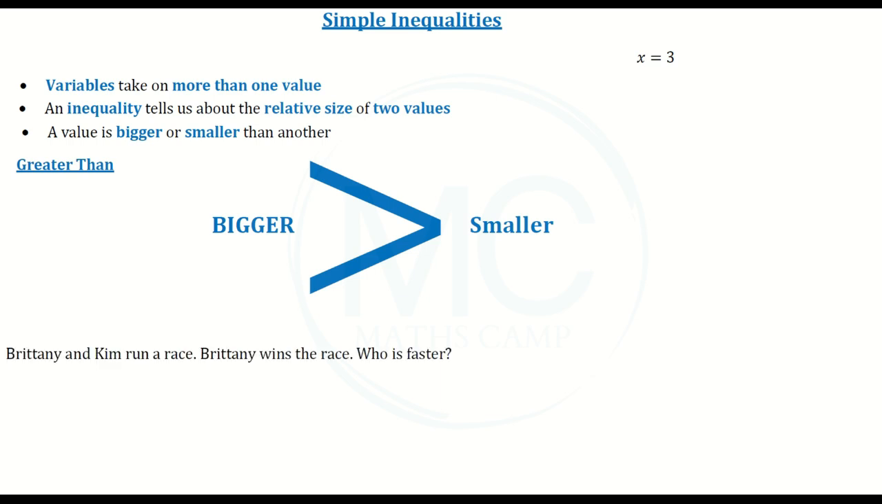Let's say that Brittany and Kim run a race. Brittany wins. Who is faster? If Brittany wins, then she is faster than Kim. We may not know their actual speeds, but we know that Brittany's speed has a bigger value than Kim's. So we can say B is greater than K.